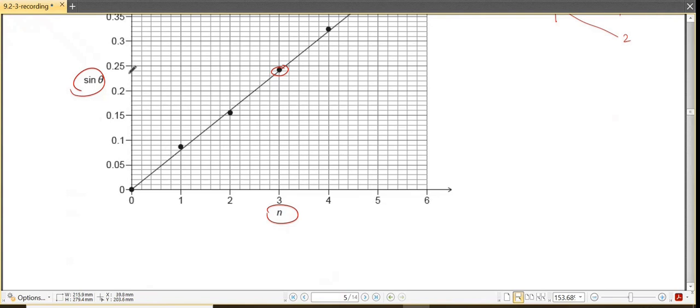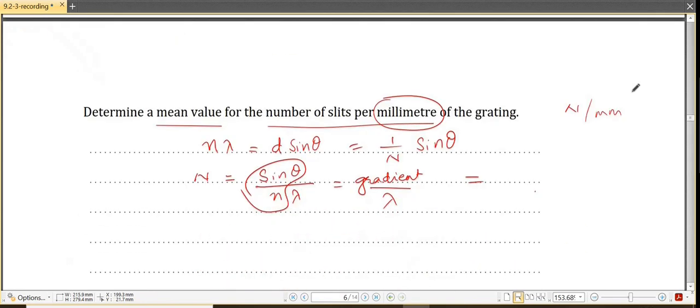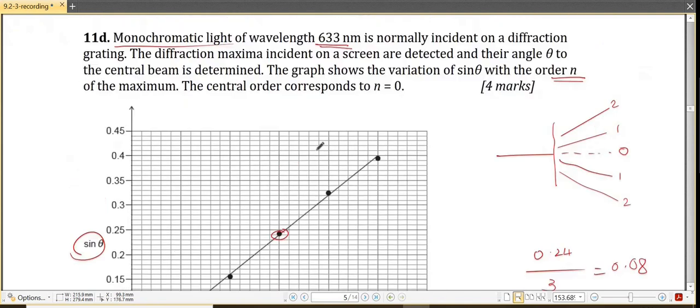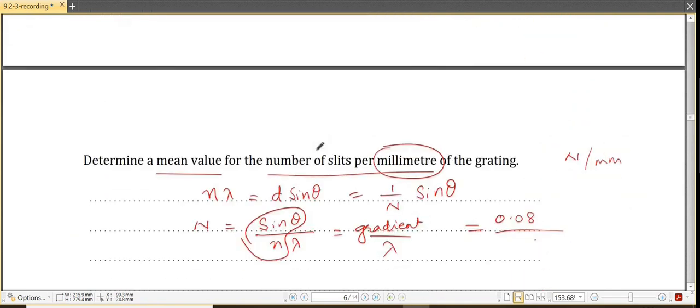0.24, right? 2, 1, 2, 2, 2. Yes. So 0.24 upon 3 is giving me 0.08, right? So gradient is 0.08 upon the lambda value they have given us in the question, 633 nanometer.